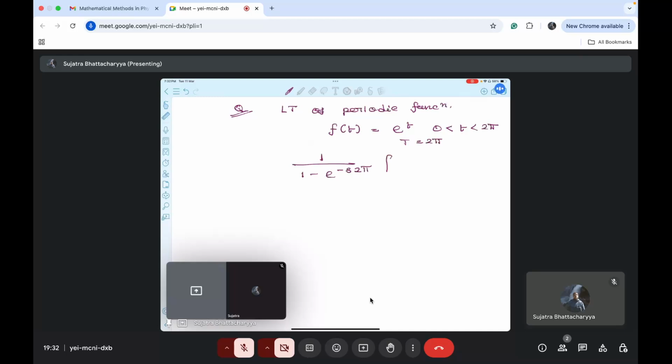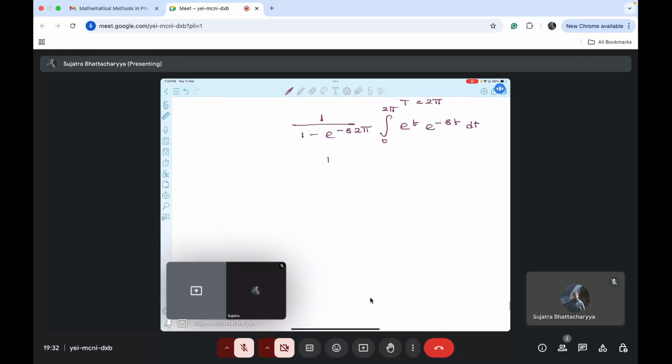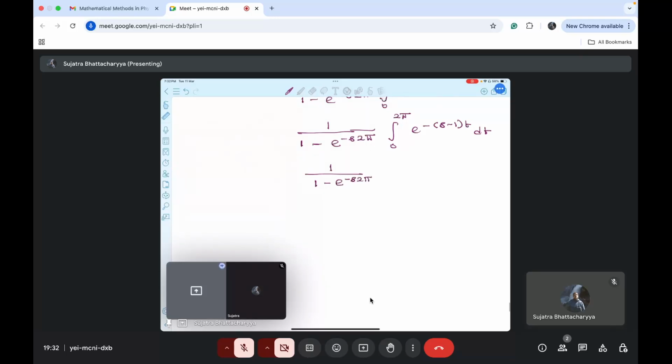So we do this: integral 0 to 2 pi of the function e to the power t times e to the power minus st dt. All right, and then it's simple. So it will be 1 upon 1 minus e to the power minus s into 2 pi, times the integral from 0 to 2 pi of e to the power minus (s minus 1) t dt. So 1 upon 1 minus e to the power minus s into 2 pi. This integration is e to the power minus (s minus 1) t divided by minus (s minus 1), from 0 to 2 pi.